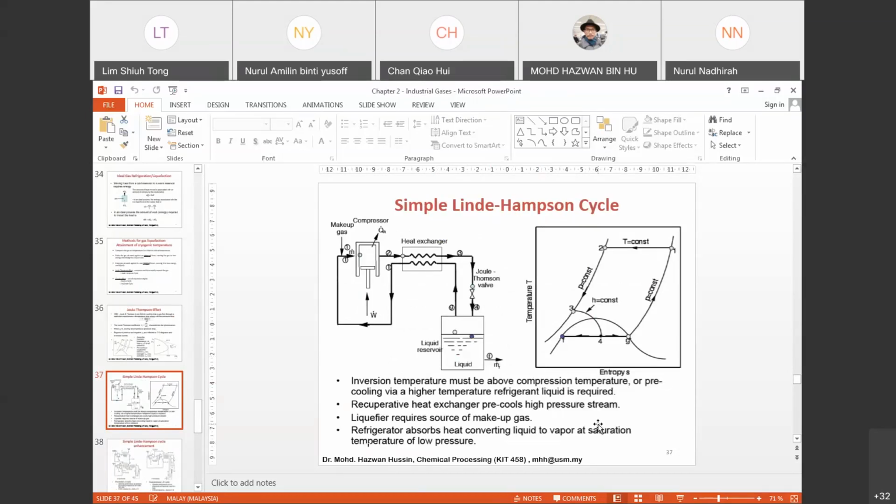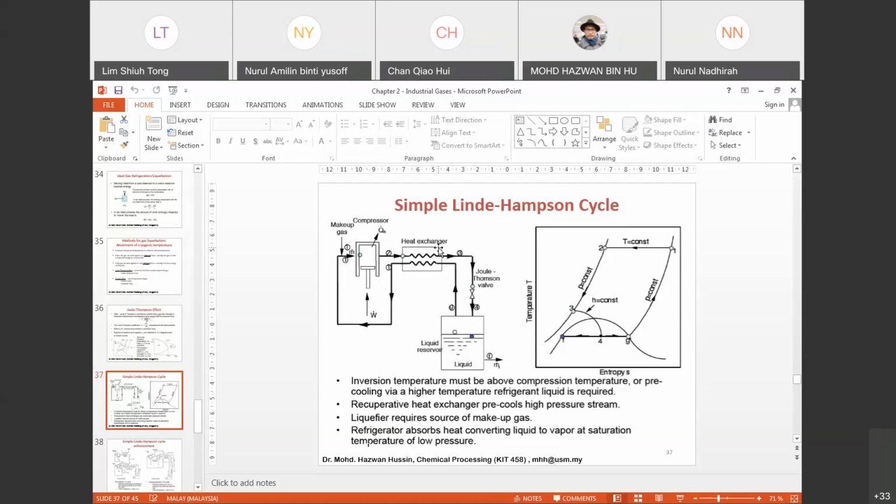So for the Linde-Hampson cycle, this is where the makeup gas will be inserted. It will be fed into a piston or a compressor. Then some amount of force or work will be applied to this compressor, so the resultant heat will be equal to QR, the rejected heat. After it has been compressed, it goes into the heat exchanger.